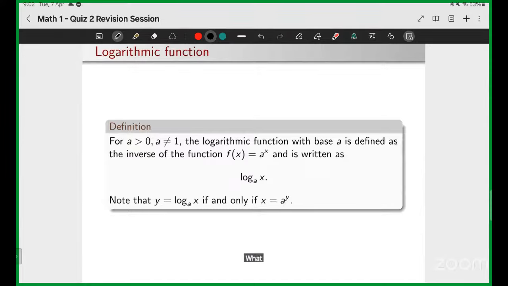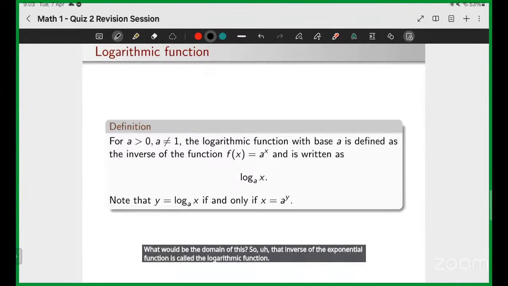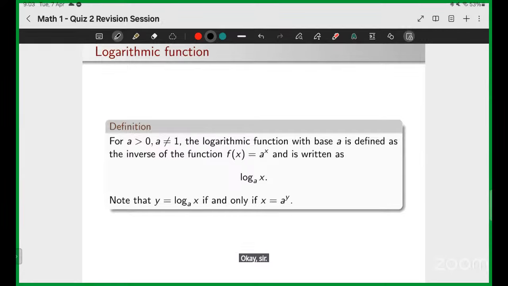What would be the domain of this? So that inverse of the exponential function is called the logarithmic function. So what is the domain of log? That is basically the range of the exponential, which will be 0 to infinity. 0 is not included. So this is 0 to infinity.